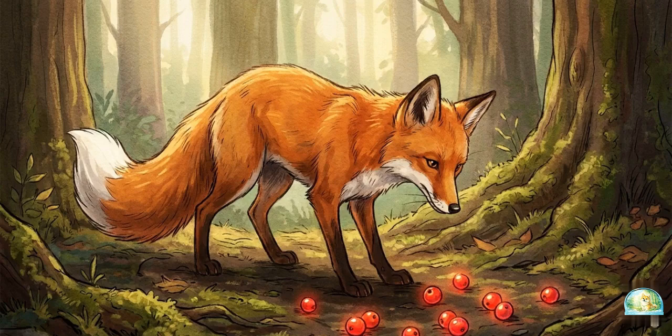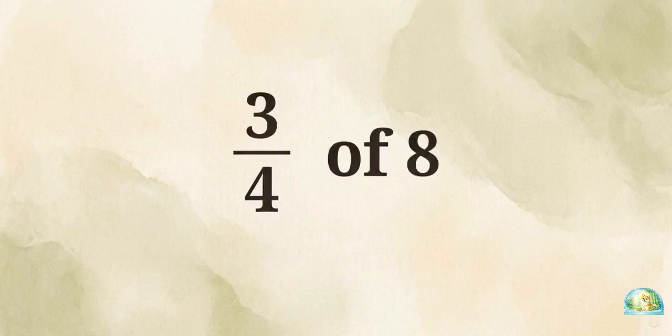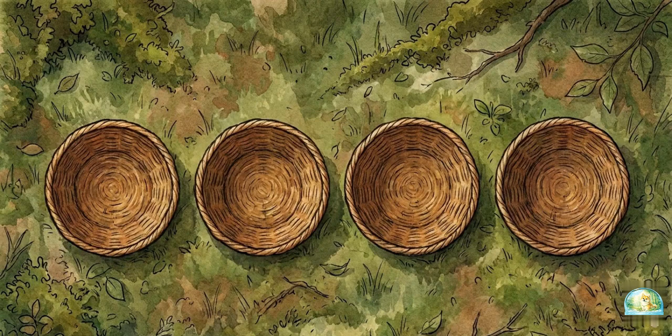By reading that symbol as a word, the problem becomes a real-world task. We are just taking a specific part of a total group. We start with the bottom number of our fraction. We can think of this as the sorting number. This number tells us exactly how many equal groups we need to divide the total pile into.